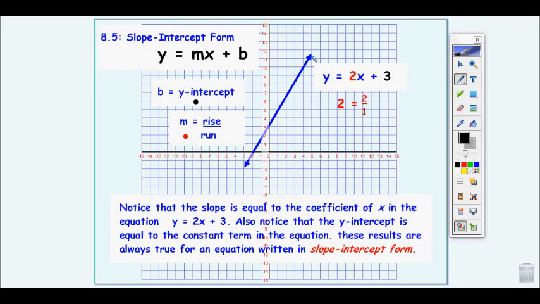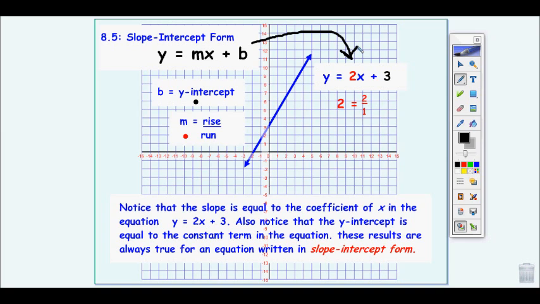8.5 is slope-intercept form. As mentioned in class, this is the main idea in algebra and beyond for math classes. Slope-intercept form takes the form of y equals mx plus b. This equation here is written in slope-intercept form. Now, there are special parts of the slope-intercept form formula.